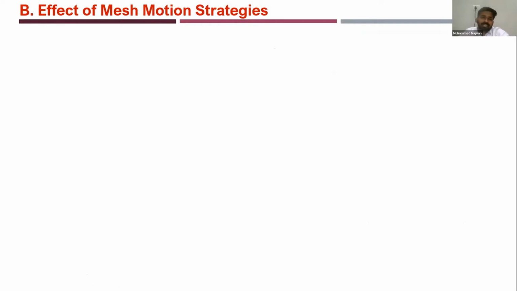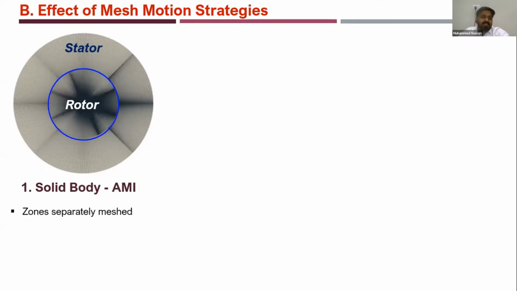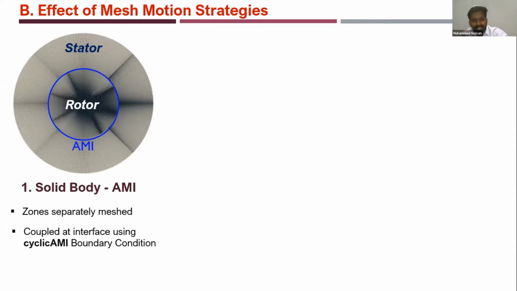For this particular study, we have used three different mesh motion strategies. The first one is a solid body AMI. Here, the complete domain is divided into two parts. One is the rotating part, which is surrounding the airfoil and rotating with the same kinematics as the airfoil, which is called the rotor. And we have an outer stationary domain, which is called the stator. These zones are separately meshed, and we couple them at the interface using the cyclic AMI condition.